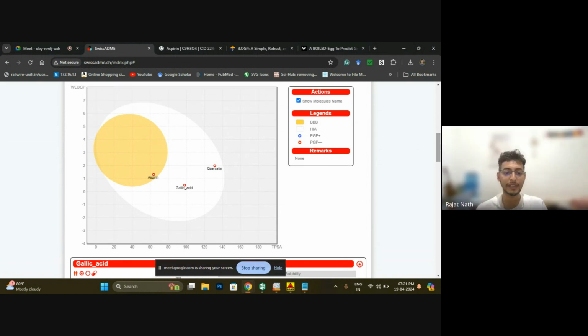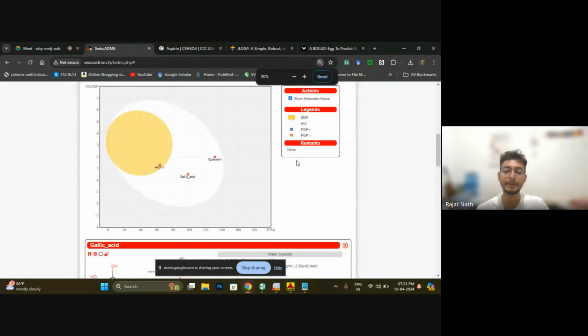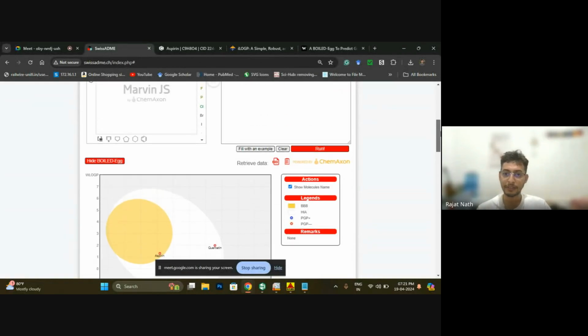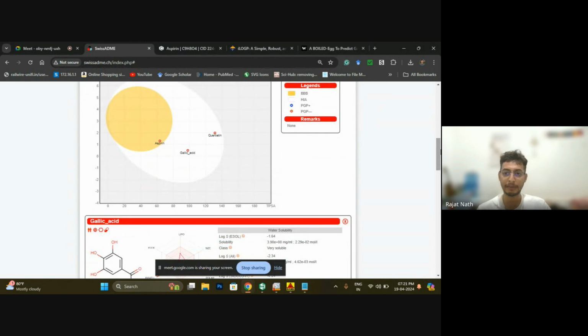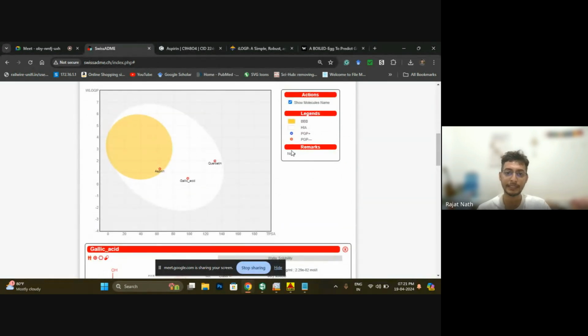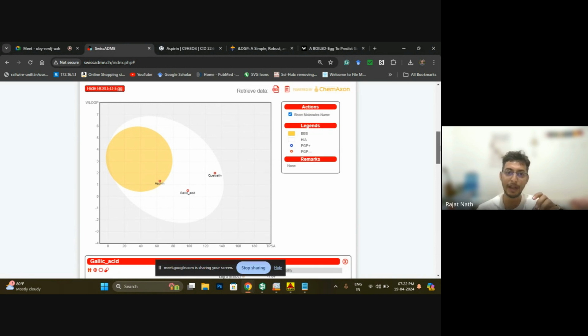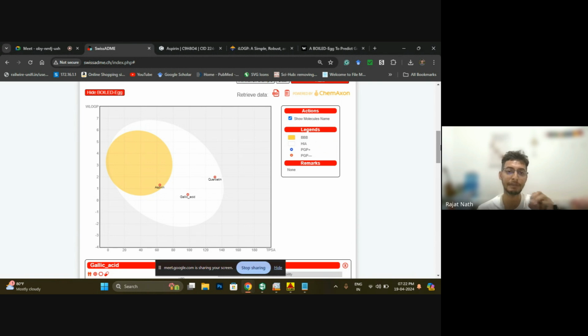Okay. So this boiled egg only gives you the idea about blood-brain barrier permeability and gastrointestinal absorption. This boiled egg will not give you the idea of the rest of the parameters. It will only focus on 3 factors. One is whether it is blood-brain barrier permeable or not. Is it having good gastrointestinal absorption, or is the PGP glycoprotein active or inactive? So from this we can get the idea of only 3 parameters. The first parameter is most important.